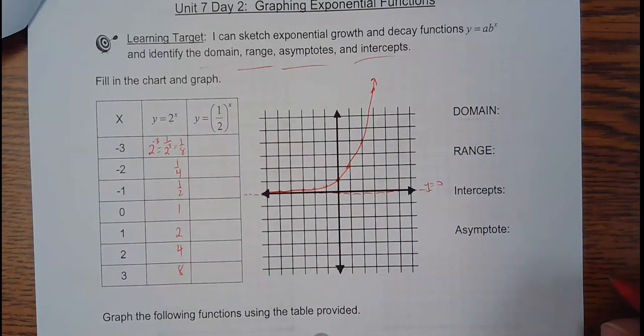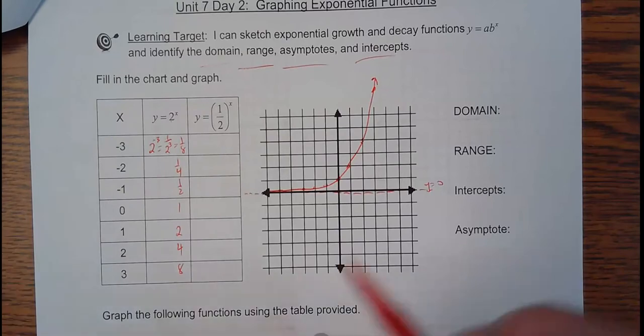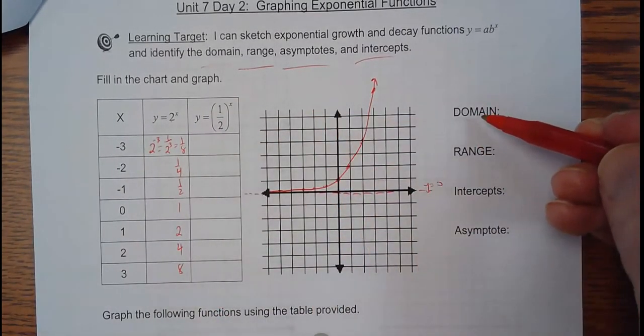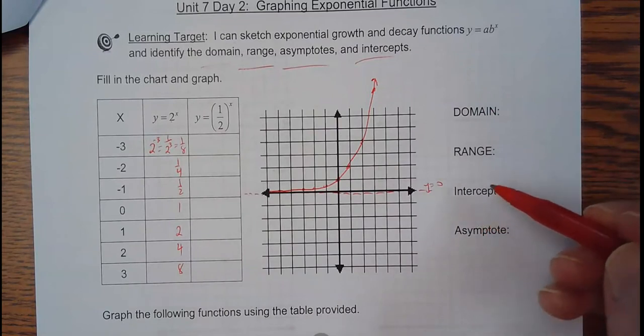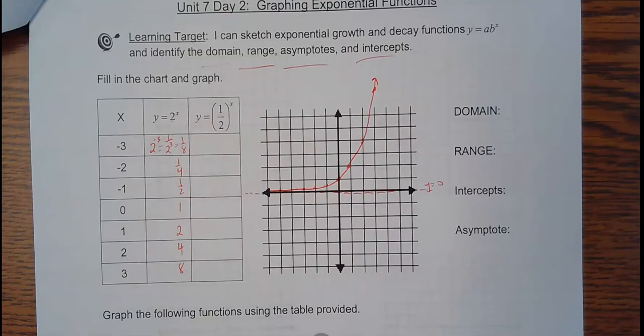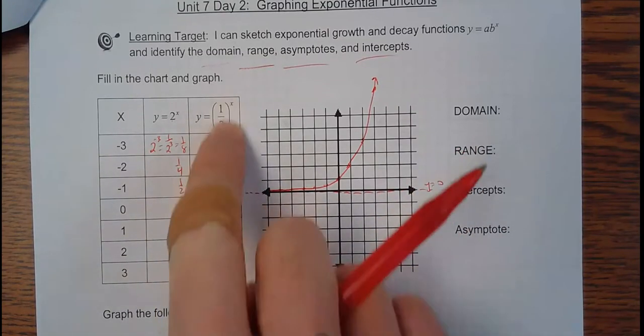The domain on this, and I'm going to do both of these. Maybe we should do this one now, and I'll graph it, because they have the same domain and the same range. They have the same intercept and the same asymptote. These two just happen to have exactly the same. So I'm going to pause the video. I want you guys to fill this out now.